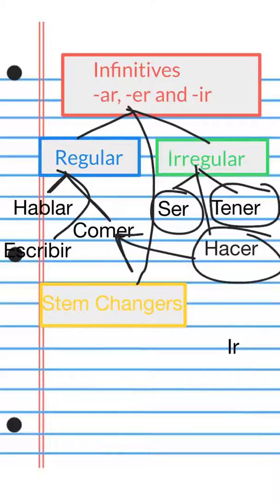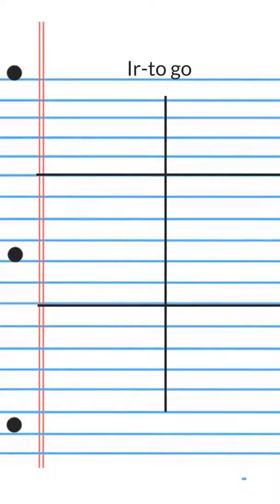So the question remains, where does the verb ir fit in among these different verb categories? It fits in under the irregular verb because the verb conjugations do not match hardly at all. If you think about it, the steps to conjugating a verb is to drop off either the AR, the ER, or the IR ending. If you did this with the verb ir, you would have nothing to go off of.